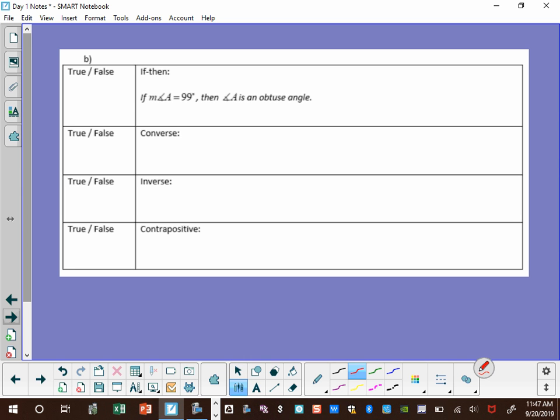All right, let's take a look at the second problem. It's already in its if-then statement. So we're talking about mathematics. Our statement says, if the measure of angle A is 99 degrees, then angle A is an obtuse angle. So my hypothesis is that the measure of angle A is 99 degrees, and my conclusion is that angle A is an obtuse angle. I want you to always write your P's and Q's, because it's so much easier when you go through your other statements.